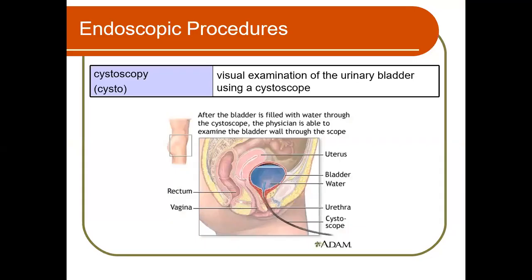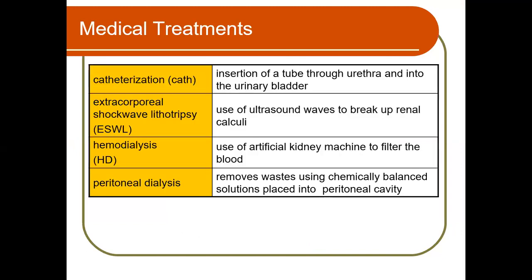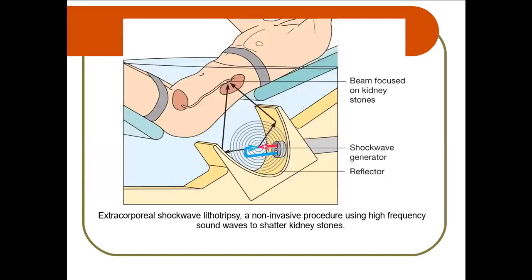Endoscopic procedure, that is cystoscopy. And here are some of the medical treatments that are related to urinary system, that is catheterization, which is the insertion of tube through urethra into the urinary bladder. Extracorporeal shock wave lithotripsy, it uses ultrasound wave to break up the renal calculi. Hemodialysis, use of artificial kidney machine to filter the blood. Similarly, peritoneal dialysis, which removes the waste using the chemically balanced solutions placed in the peritoneal cavity.